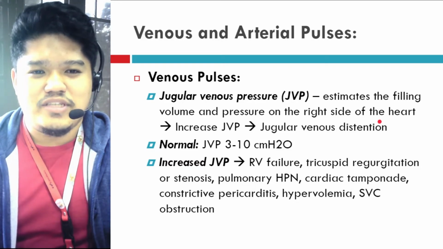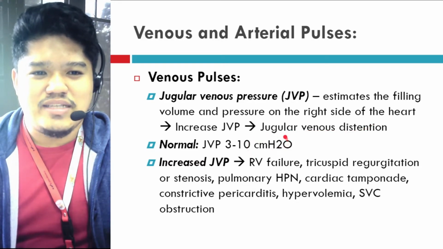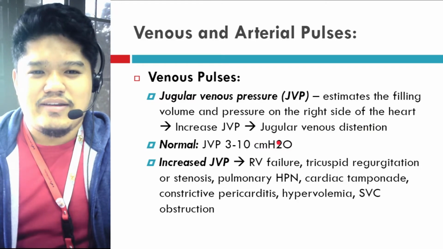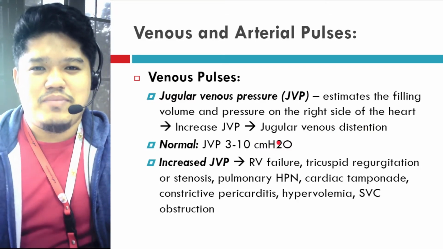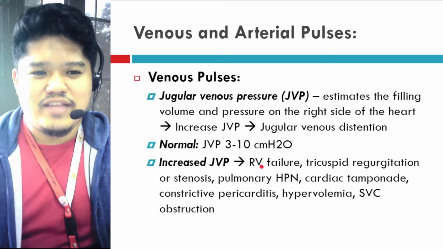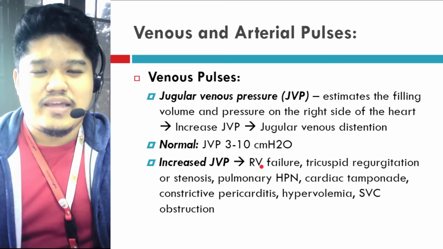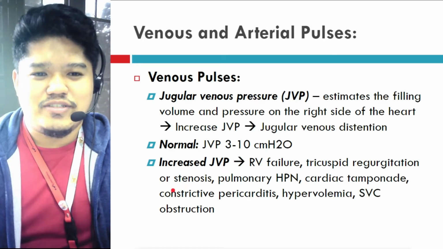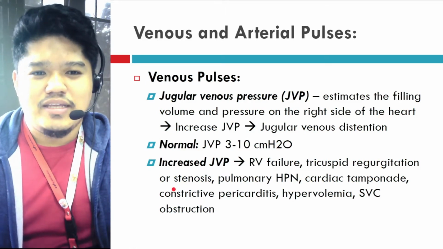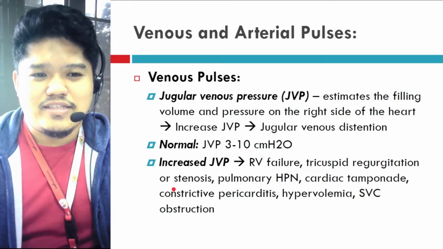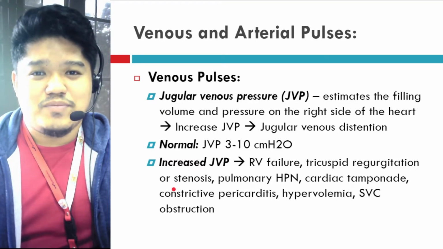The normal JVP is about 3 to 10 centimeter water, and an increase in the jugular vein pressure may be an indication of the presence of right ventricular failure, tricuspid regurgitation or stenosis, pulmonary hypertension, cardiac tamponade, constrictive pericarditis, hypervolemia, or a superior vena cava obstruction.